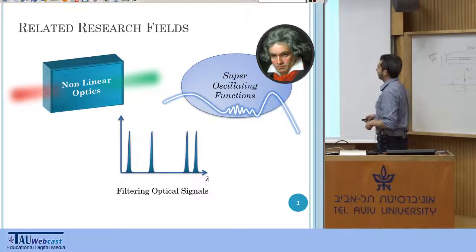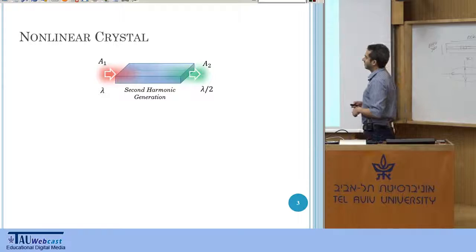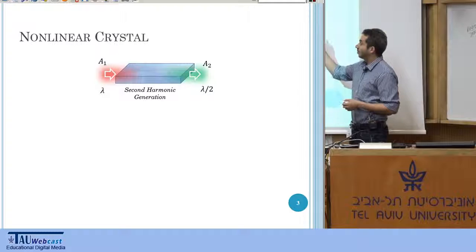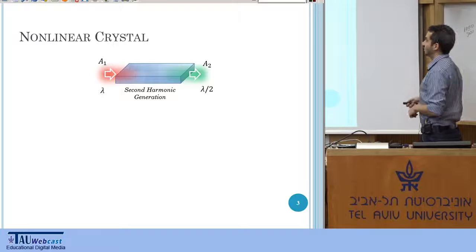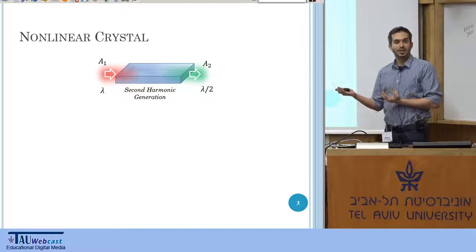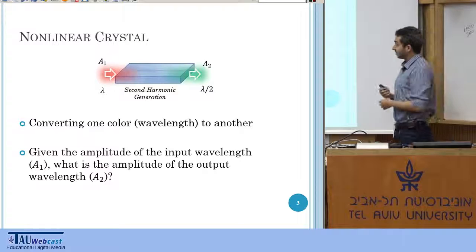So as an introduction, let's consider a simple process in nonlinear optics. You have a laser in one wavelength with amplitude A1, and after it goes through the nonlinear crystal, you get another wavelength. In the case of second harmonic generation, you start with wavelength lambda, and you get half lambda at the output. So given the A1 amplitude, we can ask ourselves, what is A2?